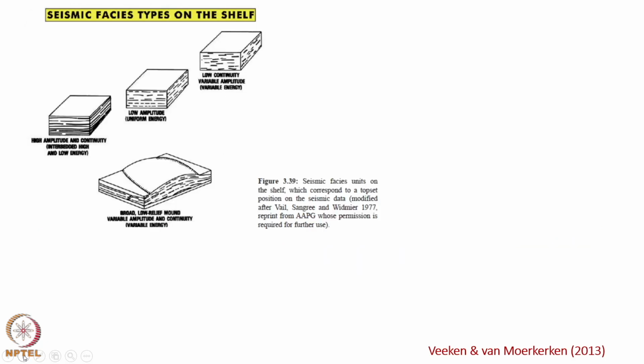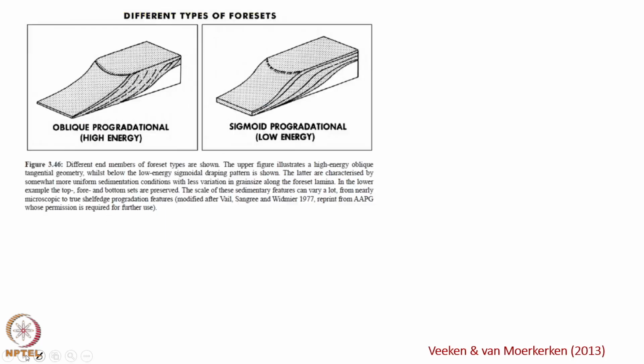Further, on the seismic facies types on the shelf, high amplitude and continuity, interbedded high and low energy, is reflected here. Low amplitude indicating uniform energy is demonstrated here. Low continuity and variable amplitude indicating variable energy is represented here. Broad low relief mound and variable amplitude and continuity indicating variable energy condition can be represented in this diagram. The different types of foresets: oblique progradational, or high energy condition, can be revealed, or it can be sigmoid progradational indicating a low energy condition.